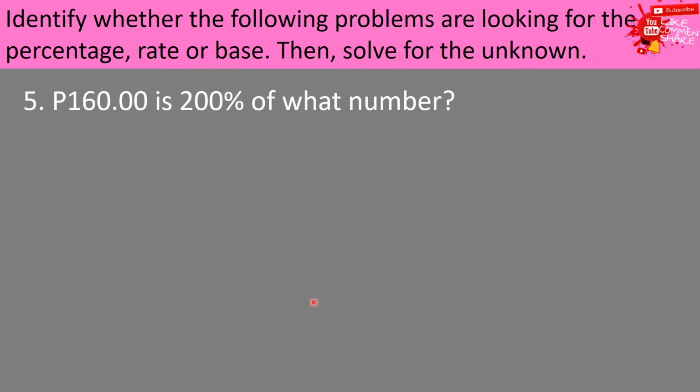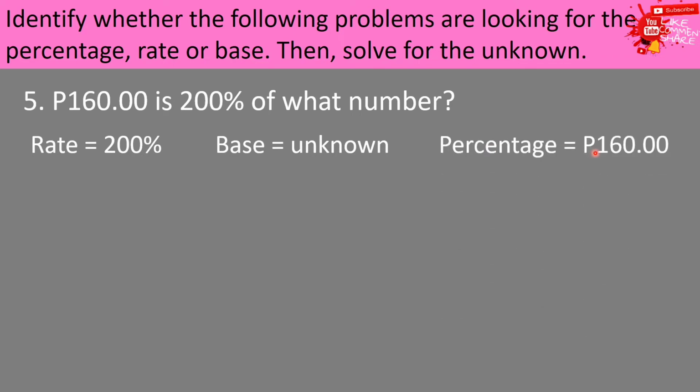Let us have example number 5. So, 160 pesos is 200% of what number? So, again, meron na tayong percent sign dito. So, automatic, ang rate natin ay 200%. Since of what number, yung what number, yun yung unknown natin at katabi siya ng of. So, automatic, we are looking for the base. And since 160 pesos is beside the word is, therefore, ang percentage natin ay 160 pesos.